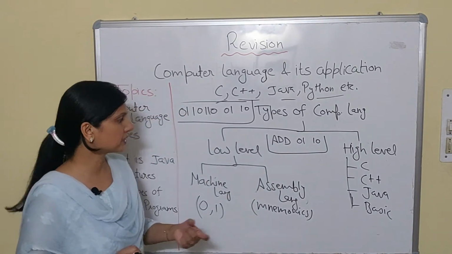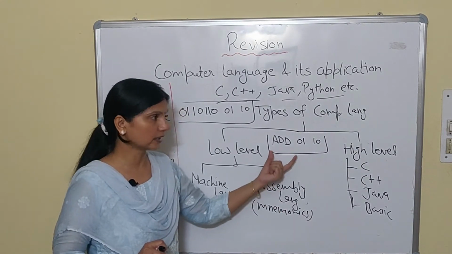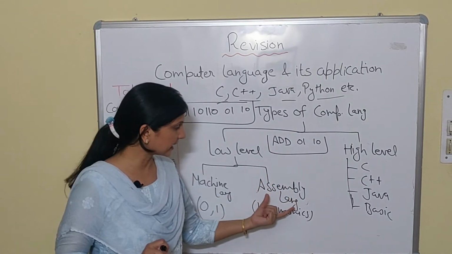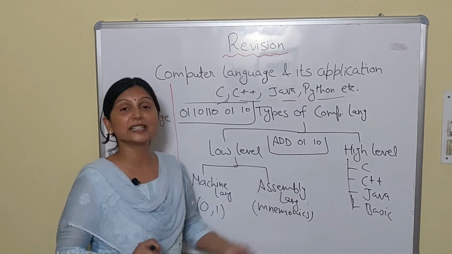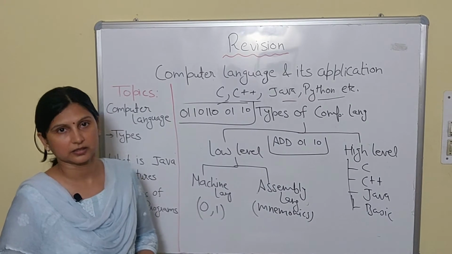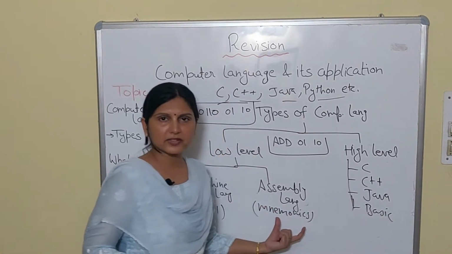Disadvantage, first one machine dependent, and the second one, what was the second one? First one is machine dependent. This is the disadvantage, and the second one is it needs a translator. I hope it is clear. Now, this also has some disadvantages.